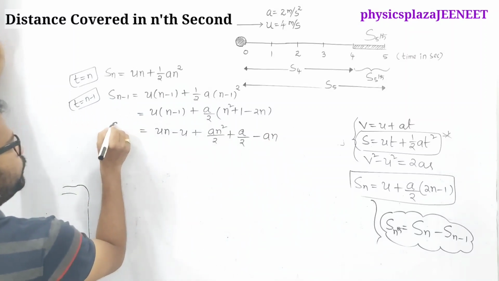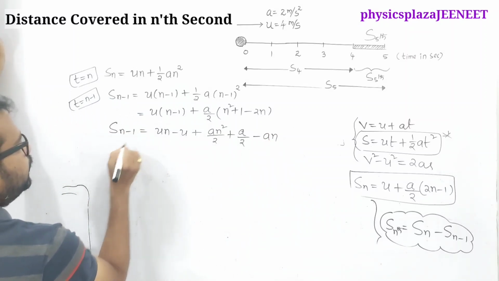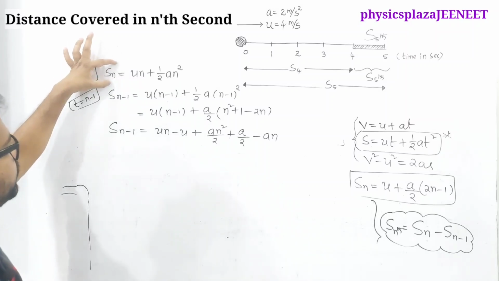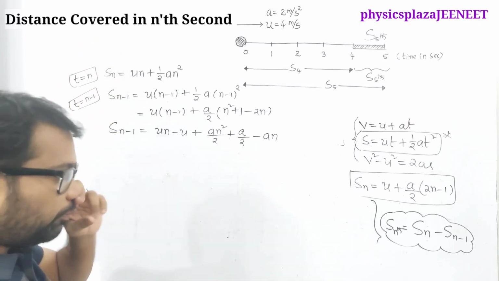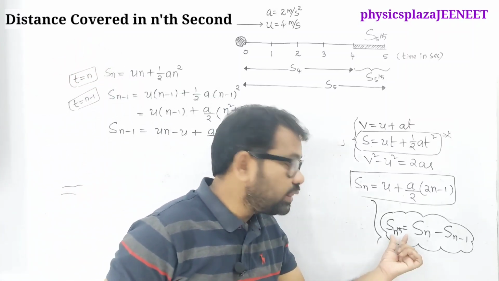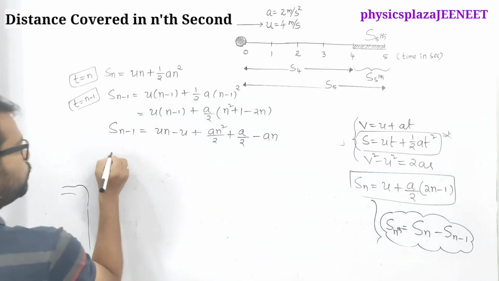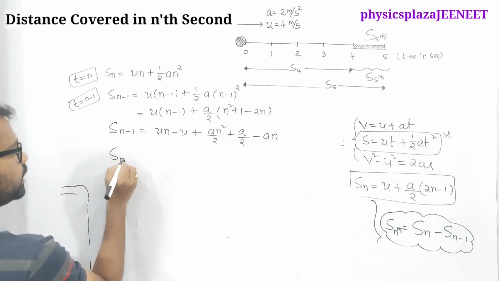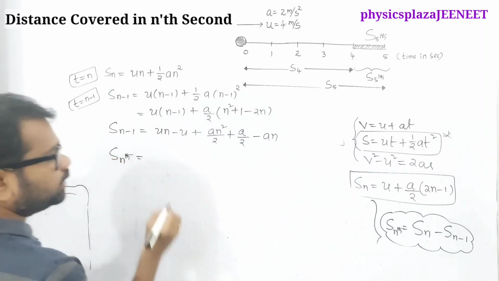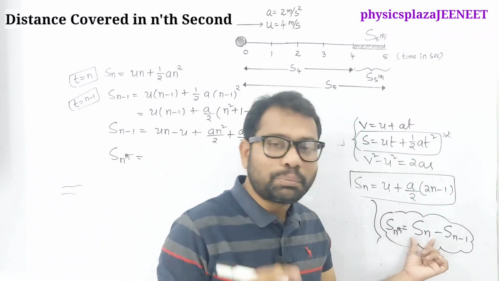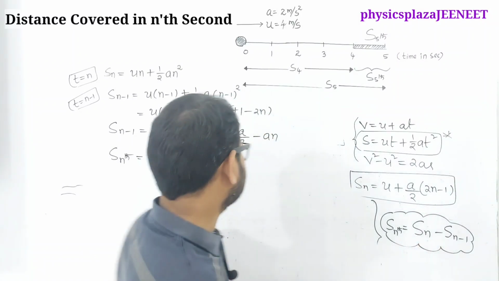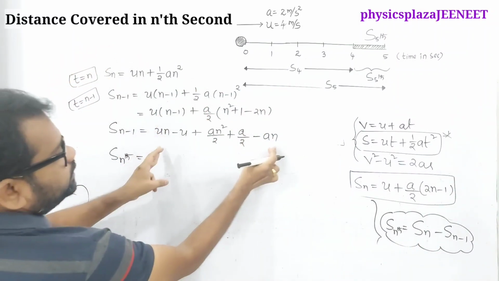So children, look, if you can see, this is distance covered in n seconds, distance covered in n minus 1 second. But what we want? Distance covered in the nth second, right? So use this. So distance covered in the nth second, how can it be written? Distance covered in n seconds minus distance covered in n minus 1 second. So this minus this we have to do.